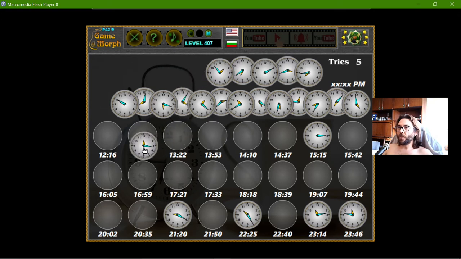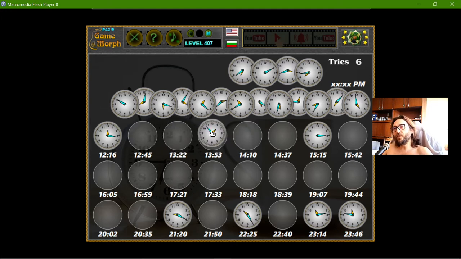This one is 12, almost quarter past 12. Ah, there it is. Yes. Of course. What is this? This is 7:02. Which means 13. Which means 13:53. Okay, this is 6.